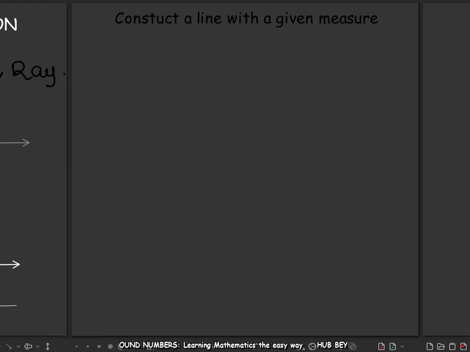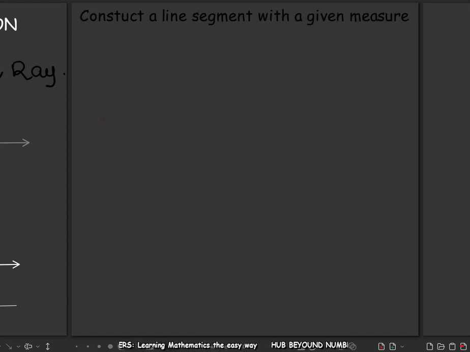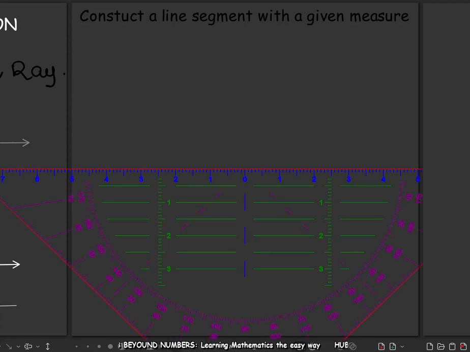So now that we know our terms, let's look at how we can construct a line with a given measure. Let's say you are asked to construct a line segment. If you want to construct a line segment with a given measure, then the first thing you need is a line. I'll first of all construct a line. To construct a line, I'll take my ruler here and just draw any line at all. All right, so I'll be drawing my line, let's say from here all the way to over here.